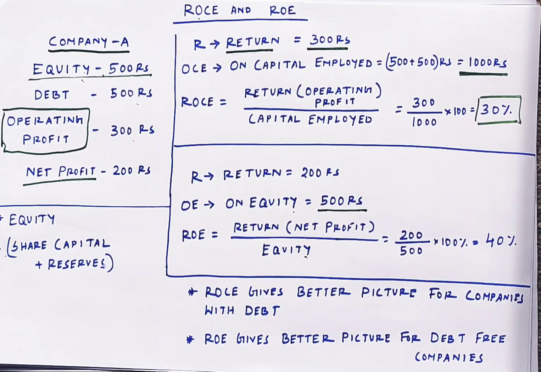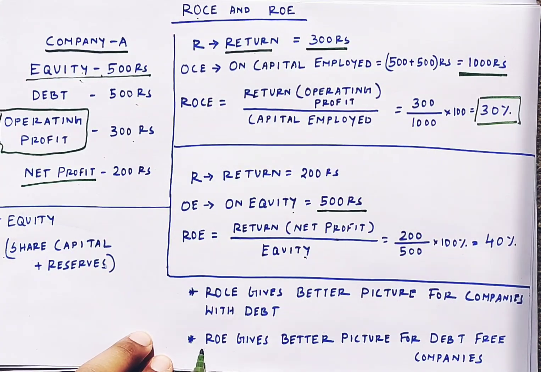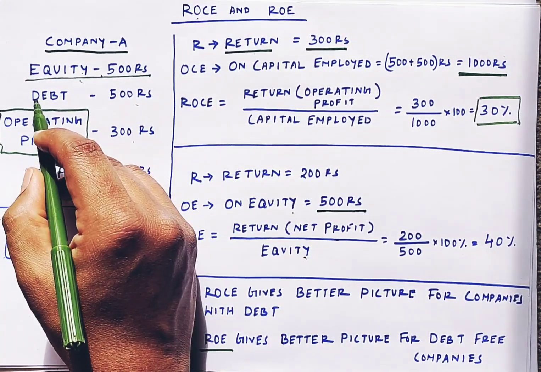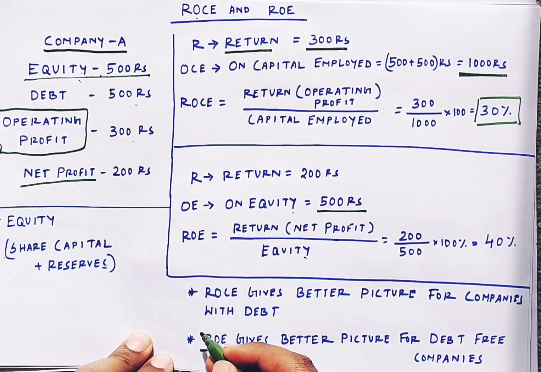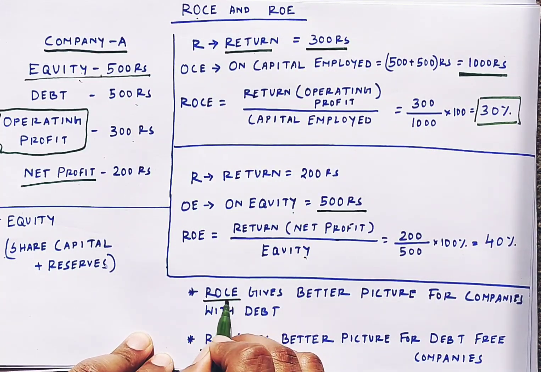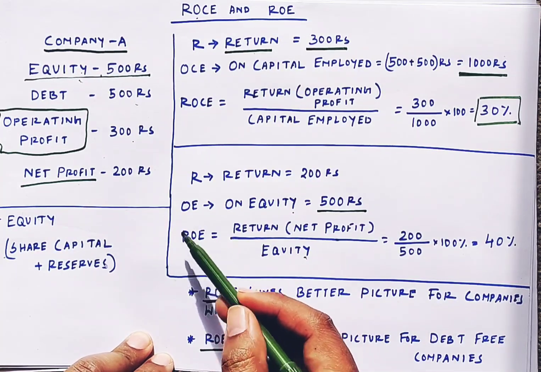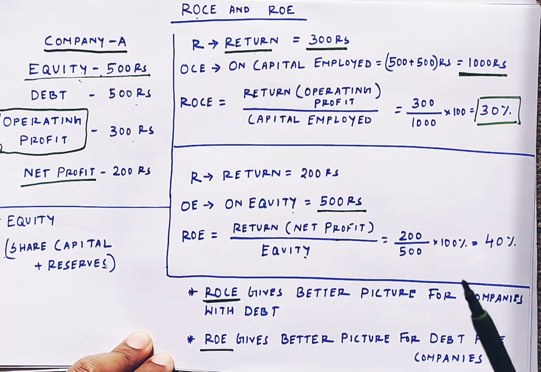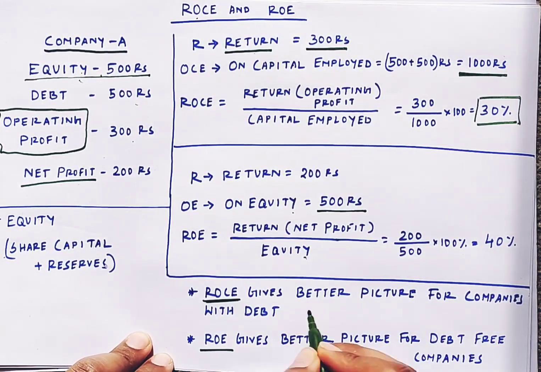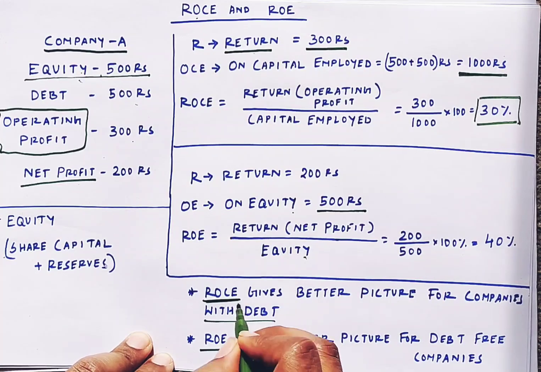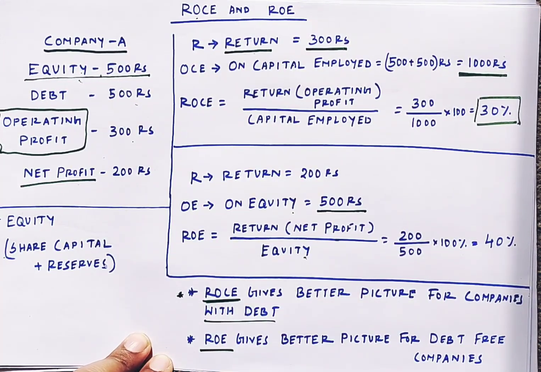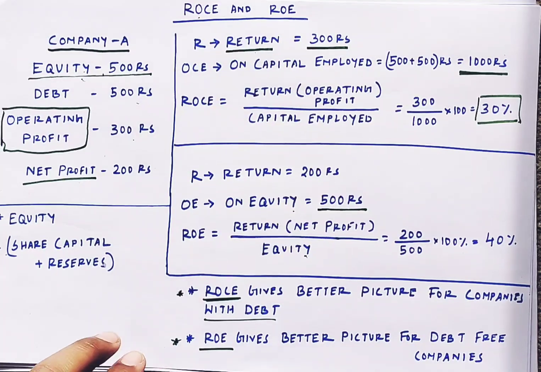Always remember when to consider ROCE and when to consider ROE. For companies which are debt free, you always consider ROE, because there is no debt portion, right? Debt is zero. So ROE will give you a better picture. And for companies with debt, you always consider ROCE, because with debt, if you consider ROE, it will give you a wrong picture. It will not give you the correct insight into that company. So whenever a company has debt, always consider ROCE, and whenever a company is debt free, always consider ROE.